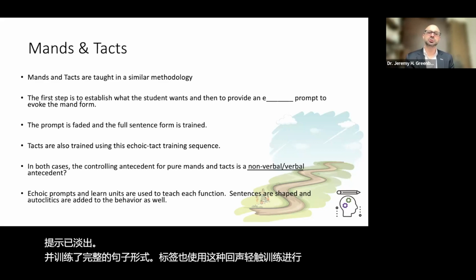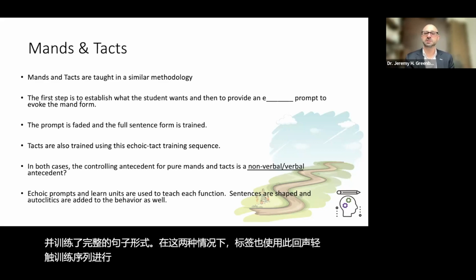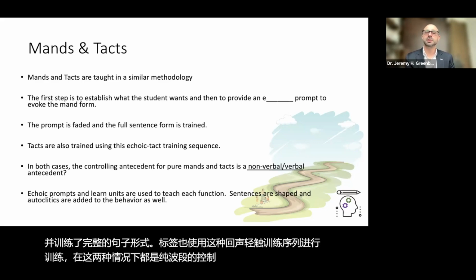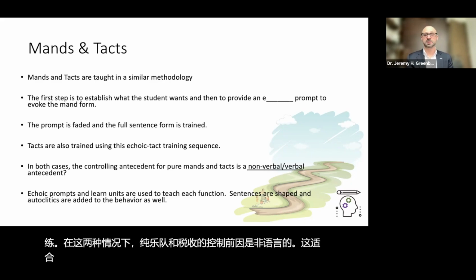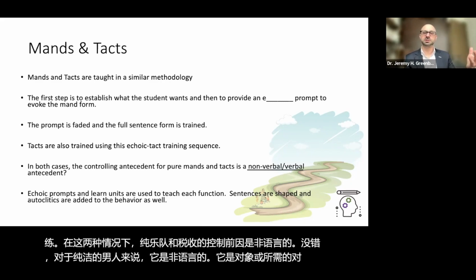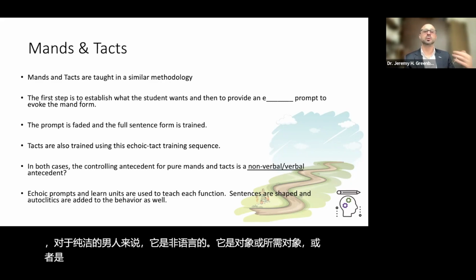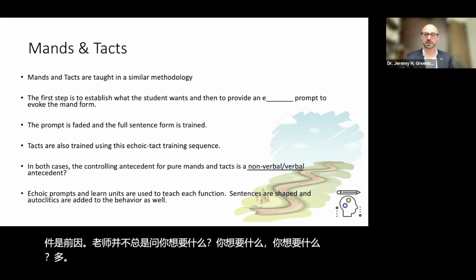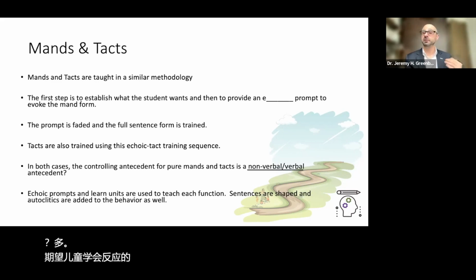In both cases, the controlling antecedent for pure mands and tacts is nonverbal. That's right, for pure mands and tacts, it's nonverbal. It's the object or the desired object or the event that is the antecedent, not always the teacher asking, "What do you want? What do you want?" Many stimuli that children are expected to learn to respond to are nonverbal.